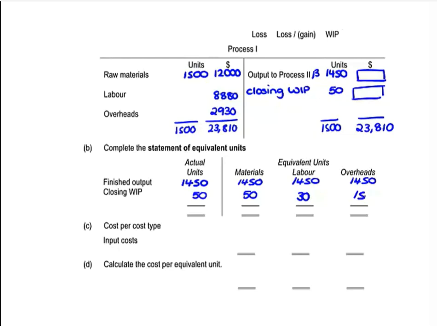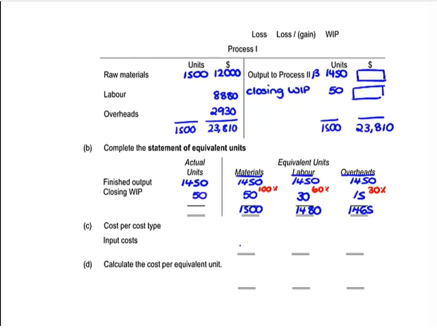We need to keep separate columns then for materials, labour and overheads, because they're all different percentages complete. You might find it useful to just jot down the percentages to remind yourself where they came from, those numbers. So we've got the equivalent then of 1,500 units for materials, but only 1,480 for labour and 1,465 for overheads.